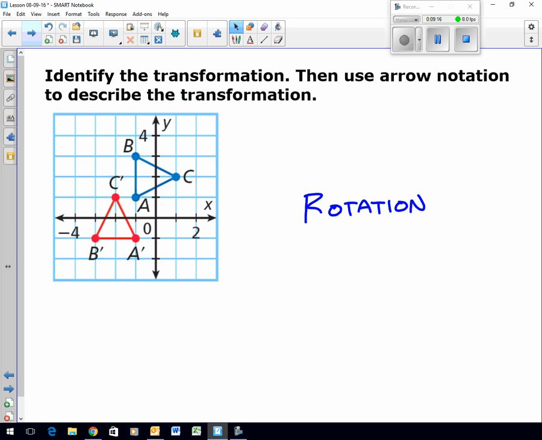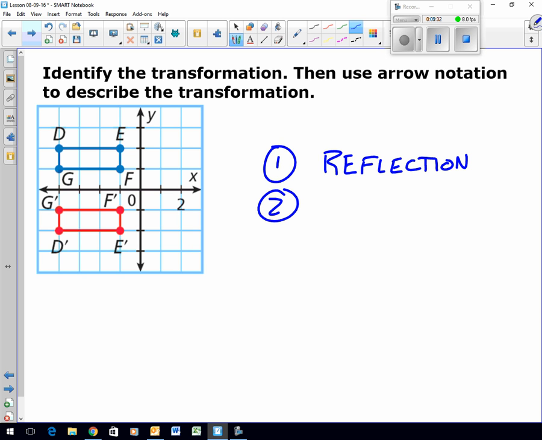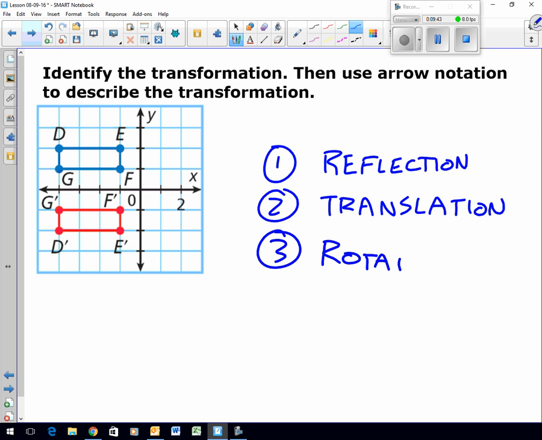Okay. Next, what happened here? I tell you what. We'll do a little interactive folding here. One, this is a reflection. Two, this is a translation. Three, this is a rotation. Okay? Take a couple seconds, look at it. Look at the details carefully. It's all in the details. The devil's in the details. Okay?